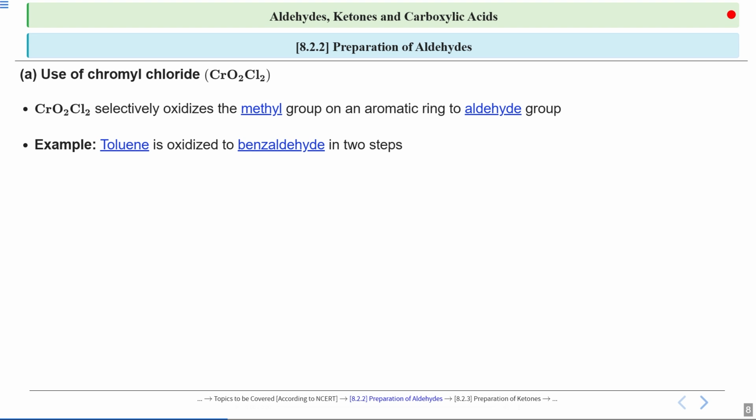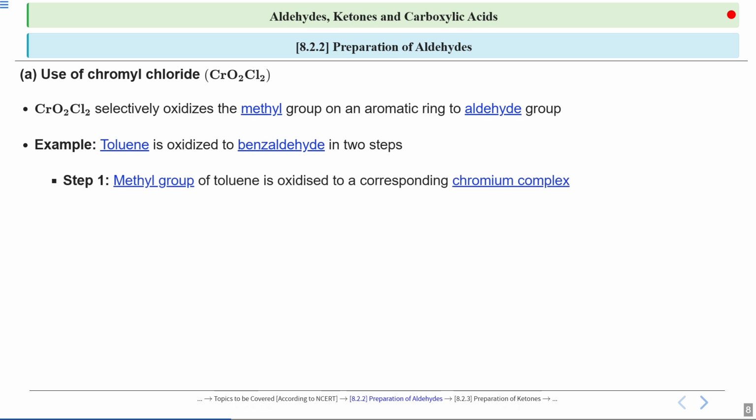Toluene is a simple aromatic compound with a methyl group attached to a benzene ring. Now by using chromyl chloride, we can convert this methyl group into an aldehyde group. This happens in two steps. In step number 1, the methyl group of toluene is oxidized to a corresponding chromium complex.